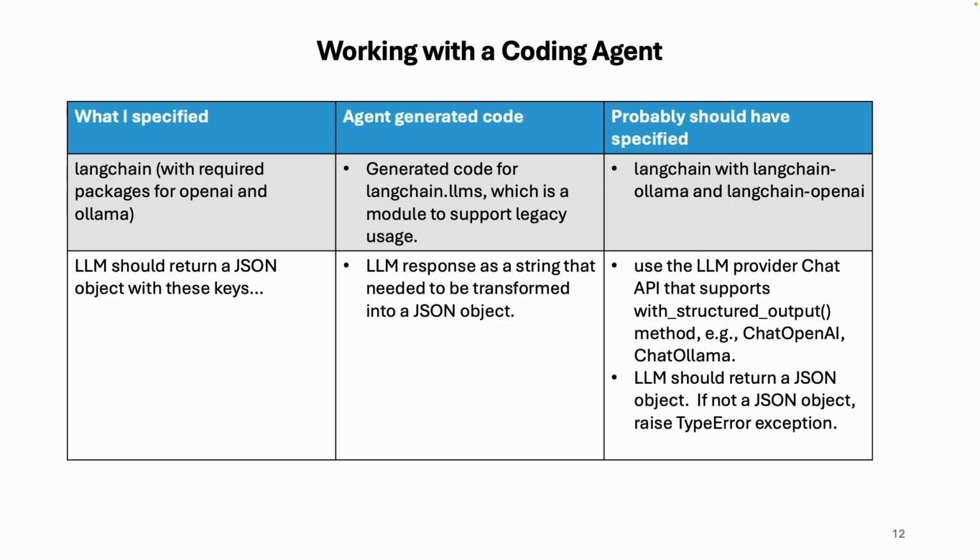A similar issue came up with how the LLM response was handled. I said the LLM should return a JSON object, but didn't specify how. The AI coding agent produced code that returned a plain text string, which then had to be converted into JSON. Instead, if I had specified using a chat API that supports the structured output method, like chat OpenAI or chat Ollama, the LLM could have returned a valid JSON object directly. It's a good reminder that precision matters, especially when dealing with evolving frameworks like LangChain and LLM APIs.